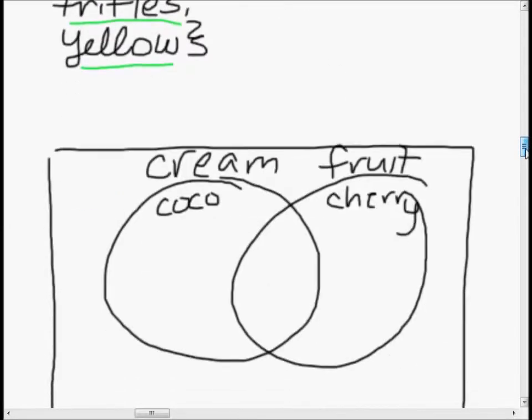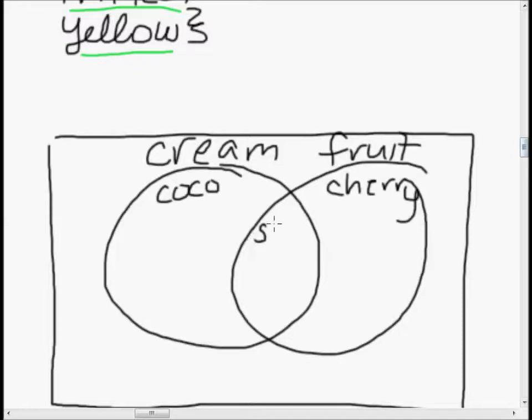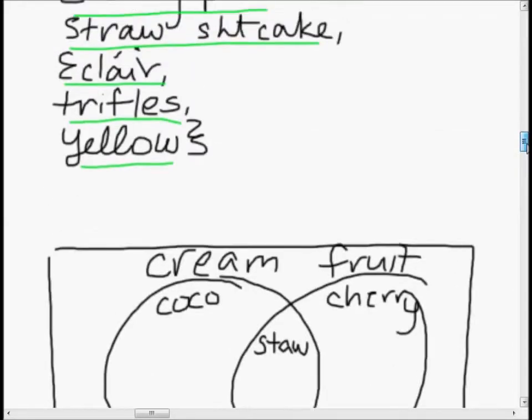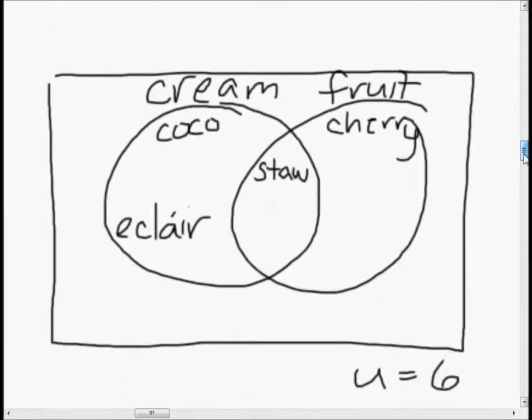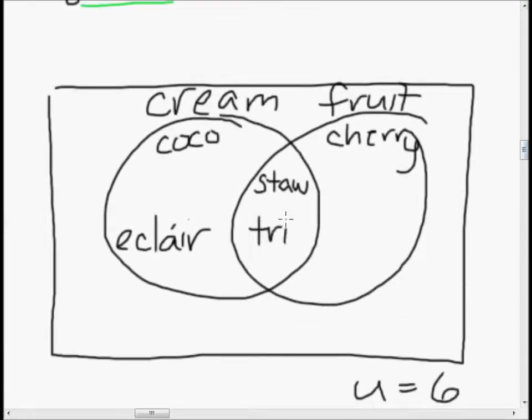What else did we have? We had strawberry shortcake in the middle. I'm just going to call it straw because it's really tight in there. Then we had, I forgot eclairs. See, eclairs go over here. I think it has that thing over the top. I can never remember. We've got trifles. They go in the middle. And then we have yellow cake out on the outside.